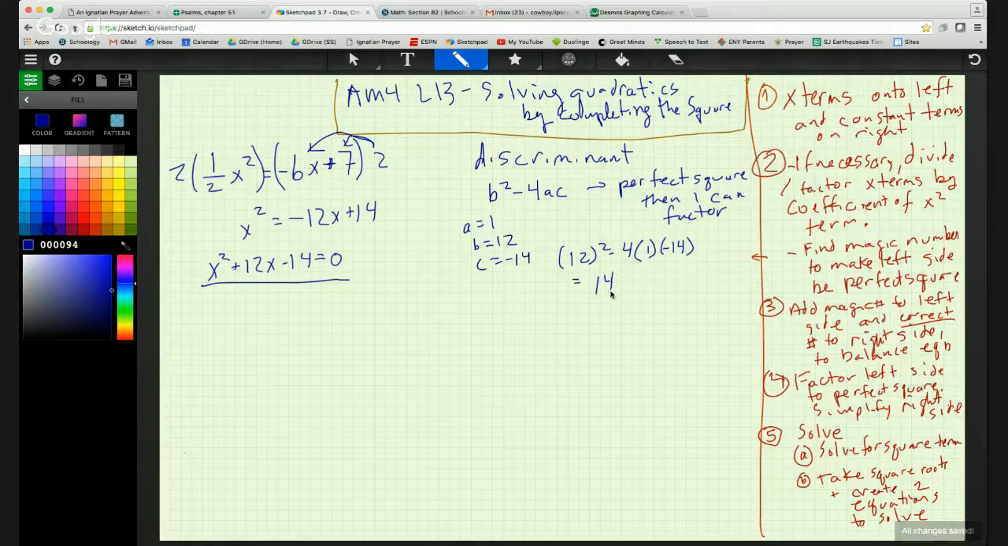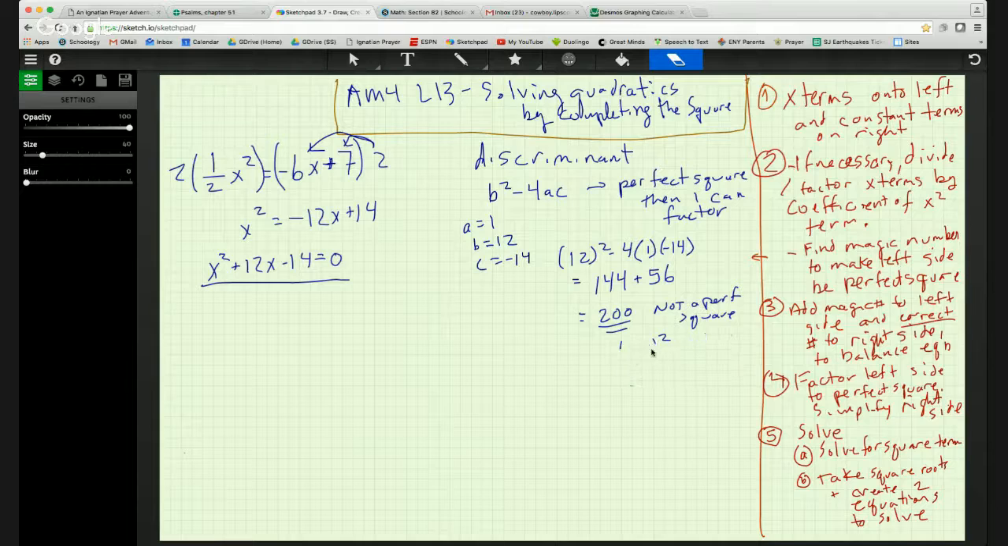That equals 144 plus 56. So that is equal to 200. Well, I know that 200 is not a perfect square. Why? Because 14 squared equals 196 and 15 squared is 225. So I know 200 is not a perfect square, so I have to solve this by completing the square.